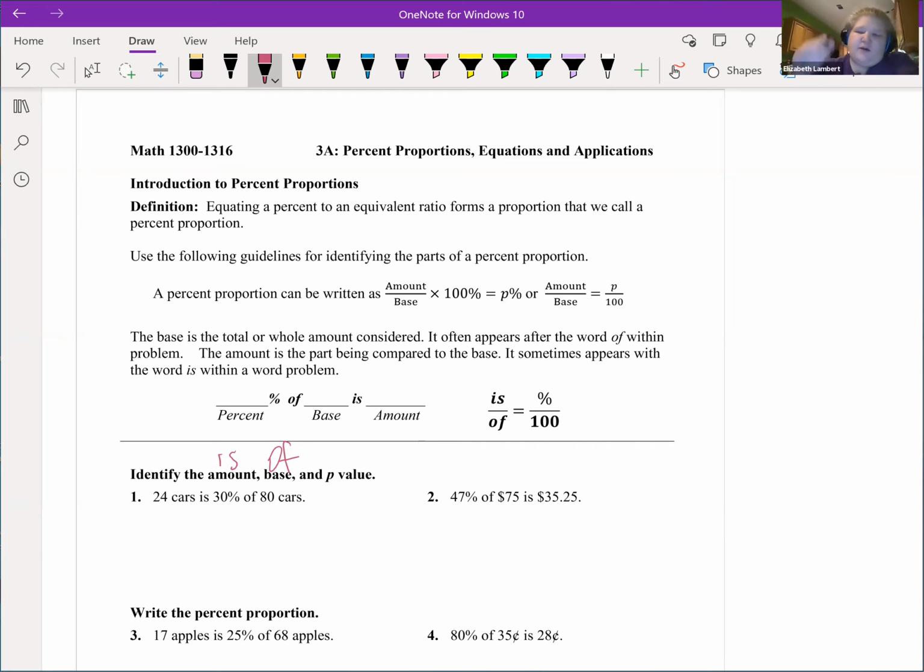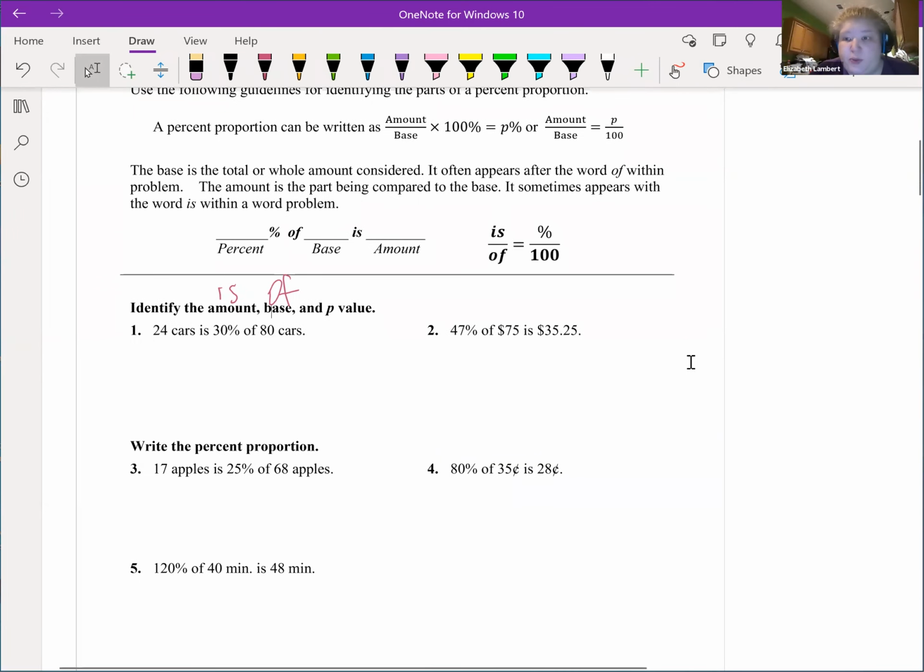So we'll do is over of equals percent over 100, the raw percent number over just the number 100. So for 1 and 2, we are literally just going to identify which one's which. So we have 24 cars is 30% of 80. The of often comes before, but the is usually after. So the 24 cars is the amount. The 80 cars is the base value that we're taking the percent of. And then the p-value is, of course, the 30 there. So there's our p. There's our is.